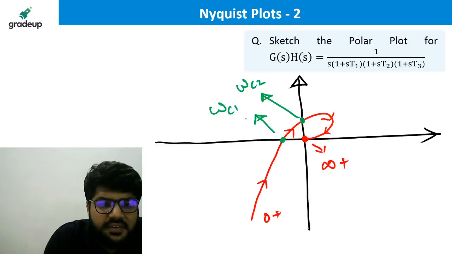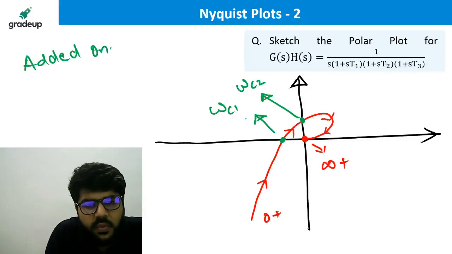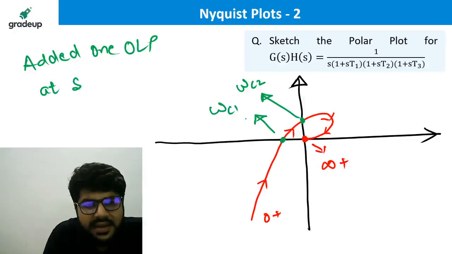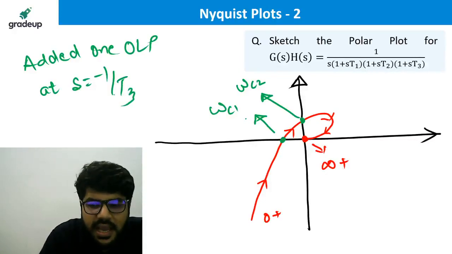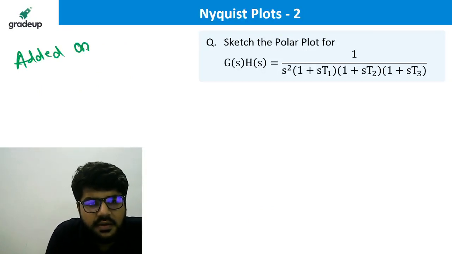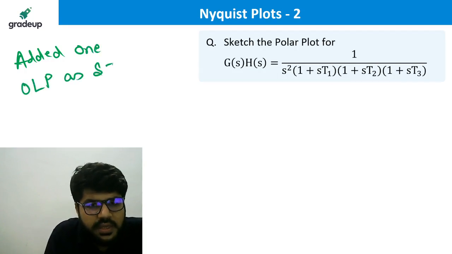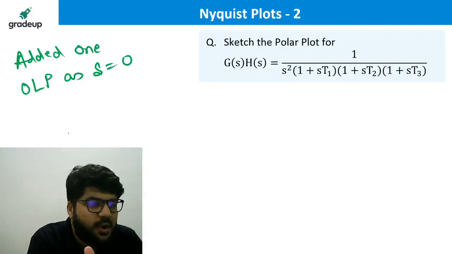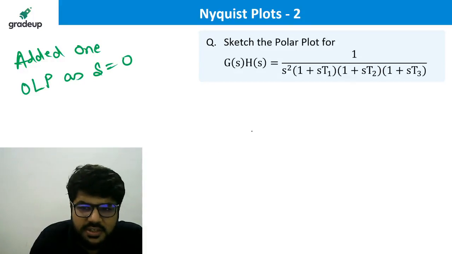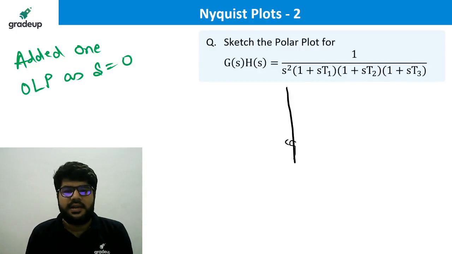S square. In the previous case, I added one open loop pole at s equal to minus 1 by t3. And now in the same function, I have added one open loop pole at origin, s equal to 0. And because it is an open loop pole at origin, both the 0 plus and infinity plus, in a sense the whole Nyquist plot, whole polar plot will be rotated 90 degrees in the clockwise sense.